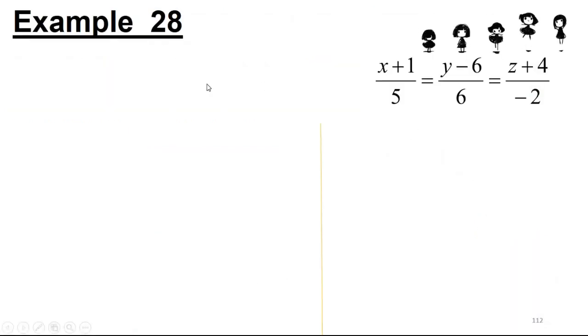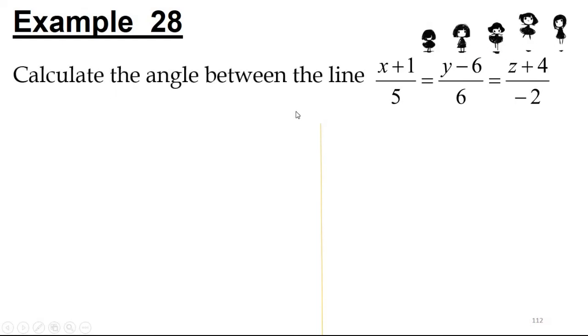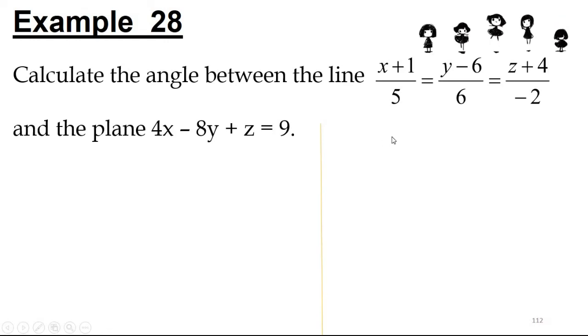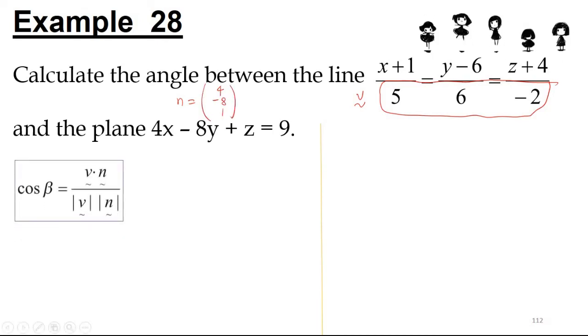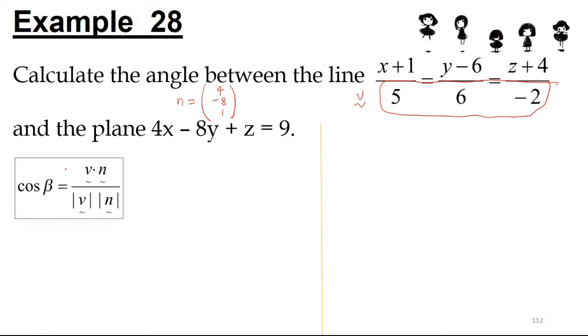Okay, so kita tengok example 28. Calculate the angle between the line and the plane. So dekat line, kita mesti kena ambil B. So, kat sini awak ada Cartesian equation dia. B dia adalah yang dekat bawah. Ini adalah V dia. Ini yang kita nak. Kita kena dotkan dengan normal plane. So, normal plane adalah 4, negative 8, 1. Awak dotkan dia. And then masukkan dalam formula. Kita cari beta. Kita cari dulu beta kita apa.